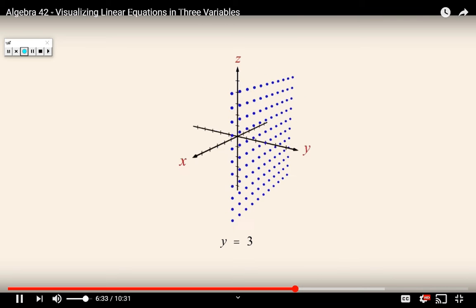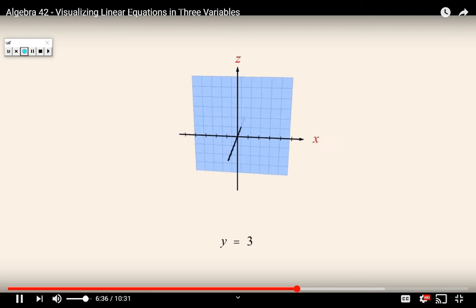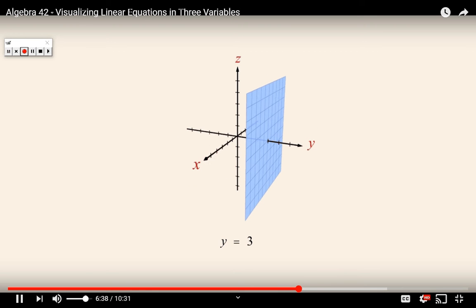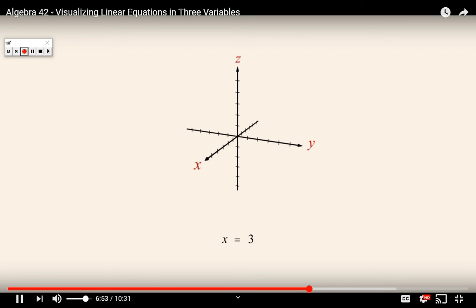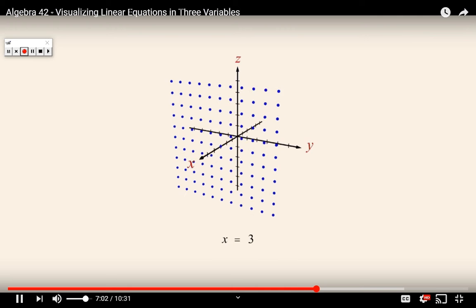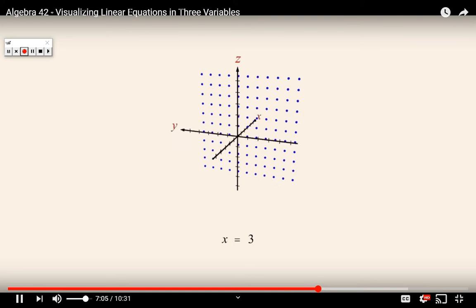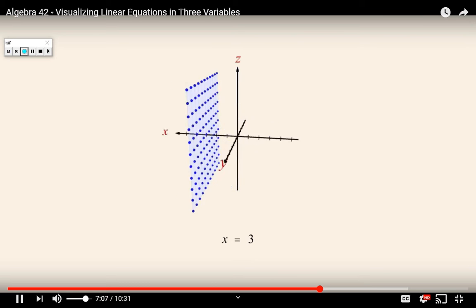The graph of this equation is therefore a vertical plane, 3 units to the right of the origin. Likewise, if we set a, b, c, and d to 1, 0, 0, and 3, all variables but x are eliminated, giving us a graph which consists of all points with an x-coordinate of 3. The graph of this equation is a vertical plane, 3 units in front of the origin.